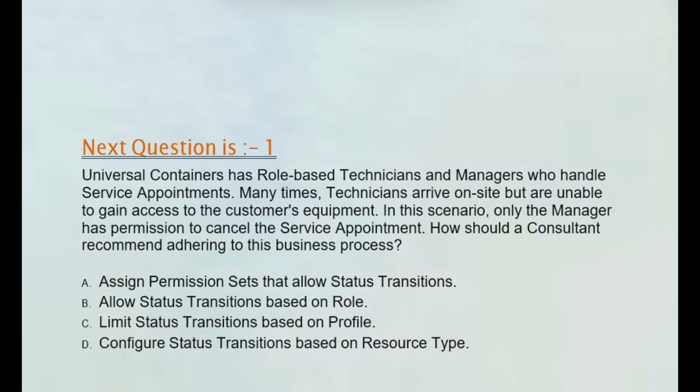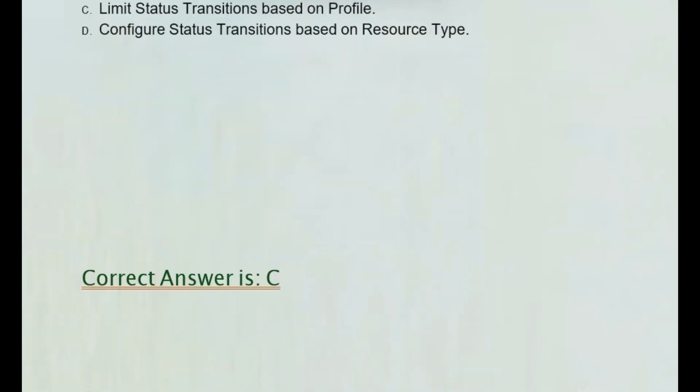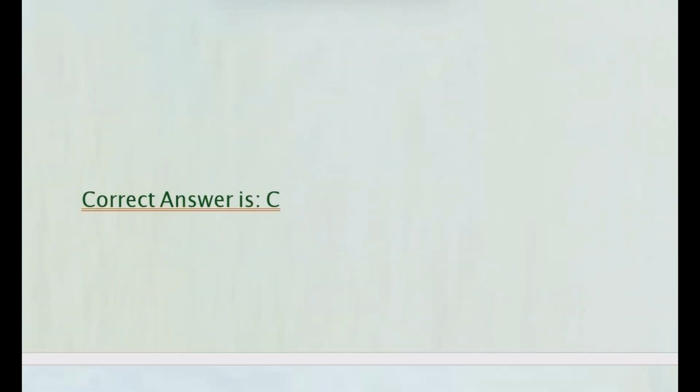Option A. Assign permission sets that allow status transitions. Option B. Allow status transitions based on role. Option C. Limit status transitions based on profile. Option D. Configure status transitions based on resource type. Correct answer is option C.